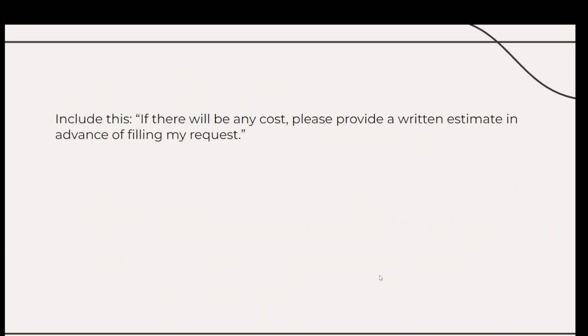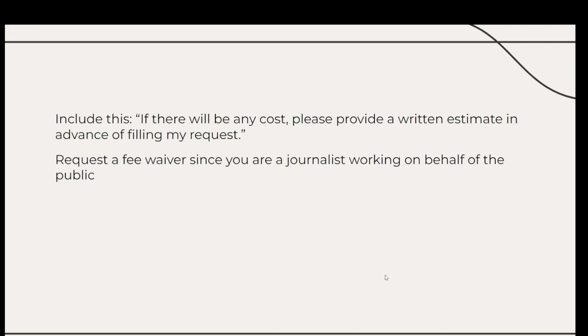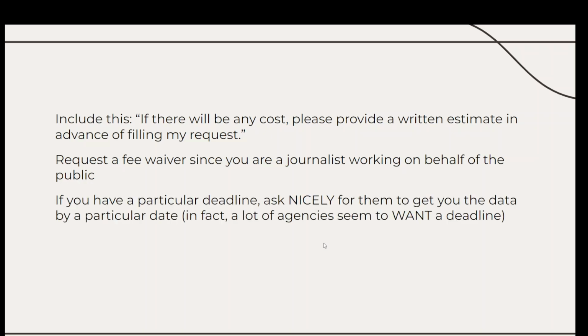Include, if there will be any cost, please provide a written estimate in advance of filling my request. I've seen a couple of reporters not do this and then get charged like $500 unexpectedly. I can tell you the bosses do not like that. If you're a journalist, you can ask for a fee waiver and say, I'm working on behalf of the public. That does work occasionally, but not always.